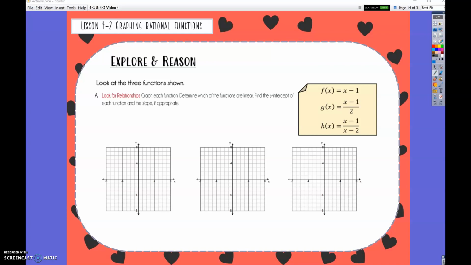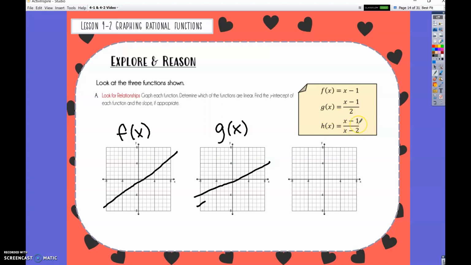In 4.2, we start to look at different types of functions, and they have you graph all three of these. You can check the packet for more accurate representations, but if this was going to be f of x, it looks like a slope of 1 going through -1, so something like that. If we look at g of x, it's going to be slope of +1/2 and going through -1/2, so it's a little bit flatter, but something like that.